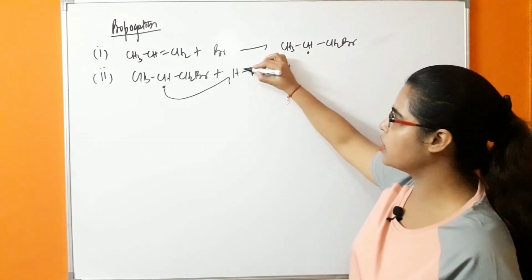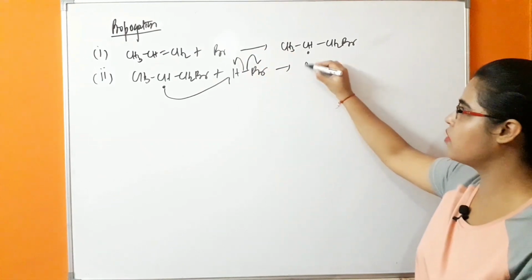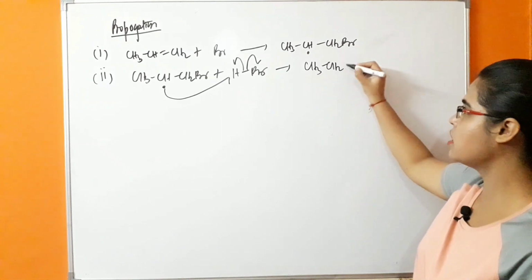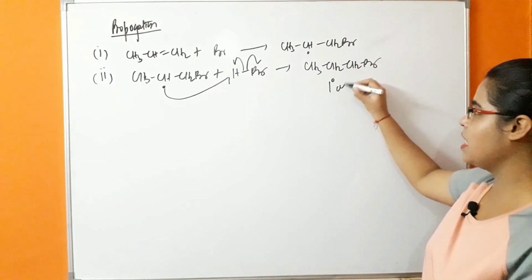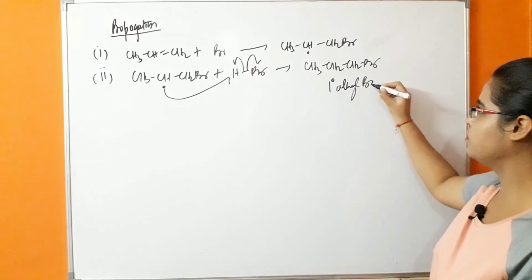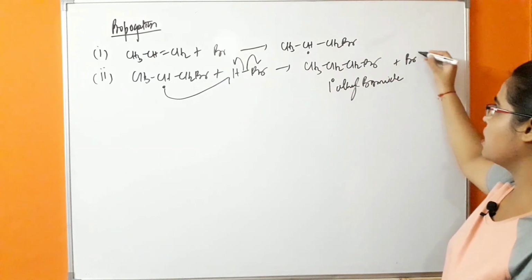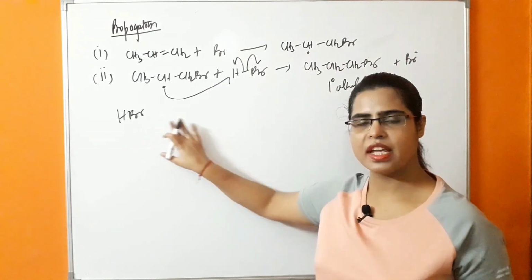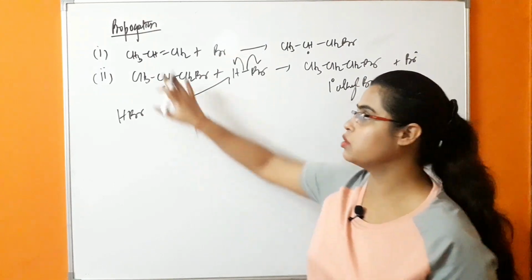There will be homolytic fission between H and Br, due to which there will be formation of CH3CH2CH2Br, that is a 1-degree alkyl bromide, and generation of a Br free radical will take place. So, only HBr is showing the Anti Markovnikov rule. It is because of the 2 steps.